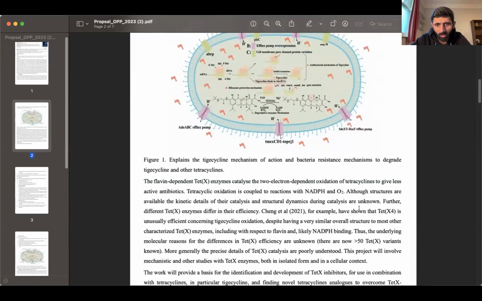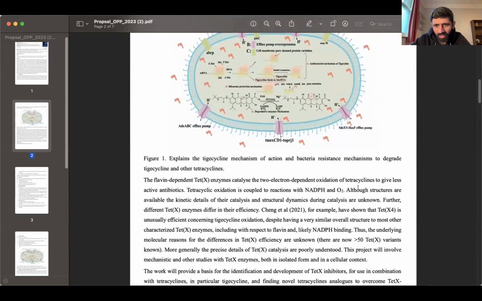Moving on, this is the research gap I put here. Tetracycline oxidation is coupled to reactions with NADPH and O2, although the resources, this is the review of literature. Now how I connect the review of literature with the knowledge gap: although the structures are available, the kinetic details of their catalysis and structure dynamics during catalysis are unknown. Further, the different enzymes differ in their efficacy. So again I'm connecting another review of literature with another research gap.